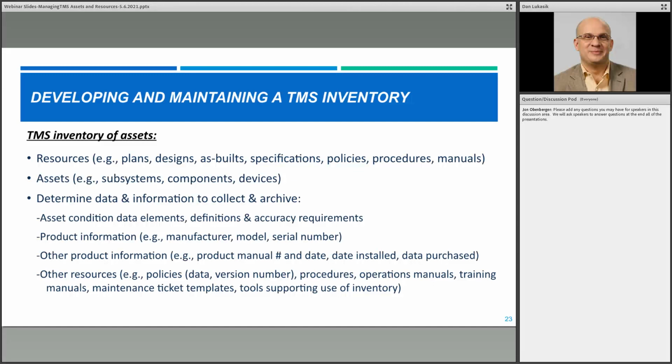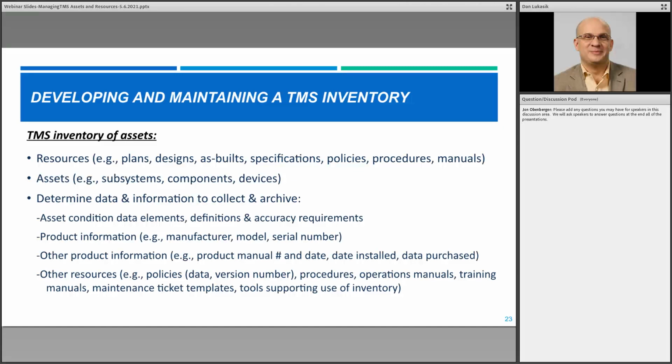So unfortunately, the task is that typically these things exist in many places, and we just have to find out what those are, list them, and start digging into it. We need to identify the assets and categorize them by component, device, subsystem, and then we need to determine the information that we're going to gather and archive.